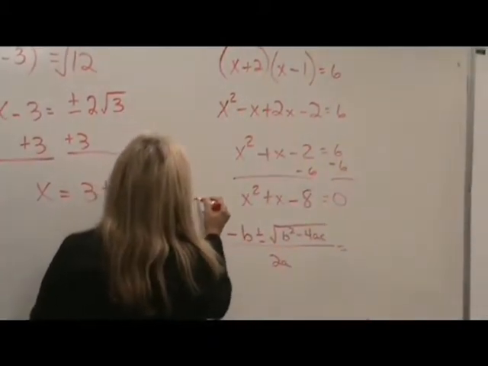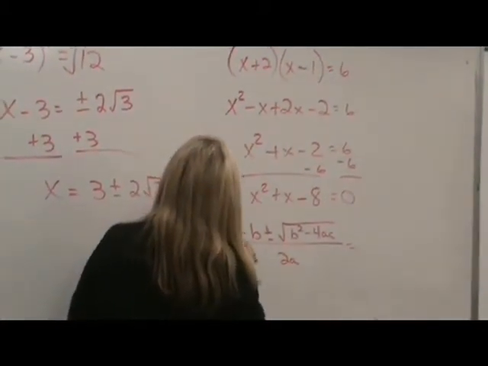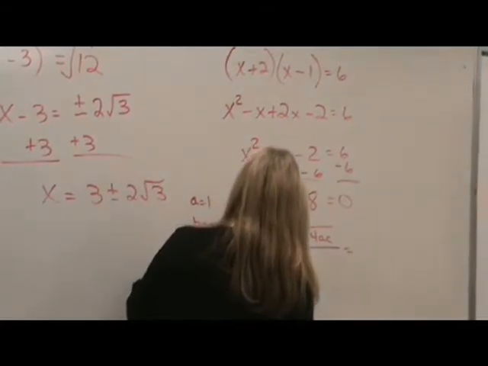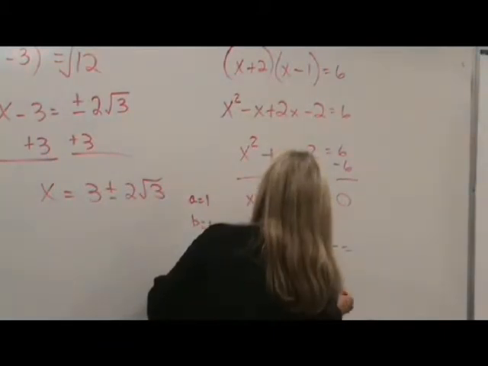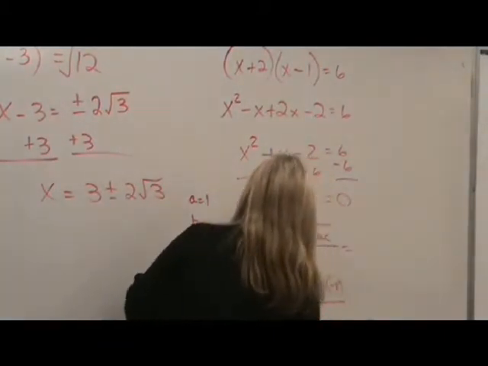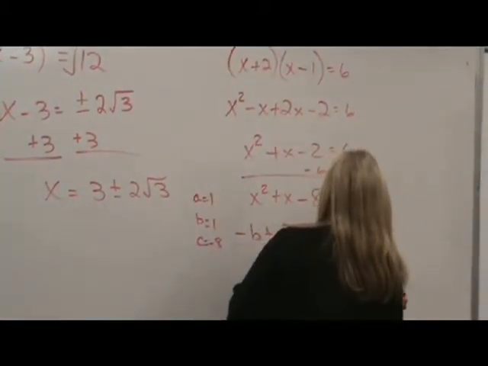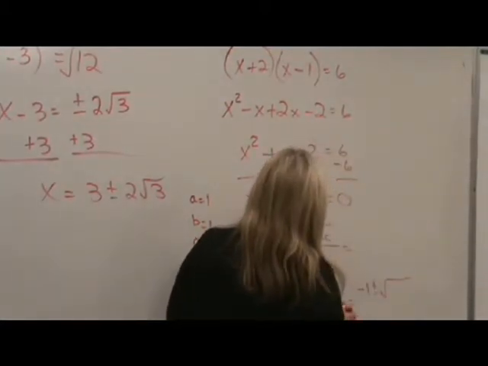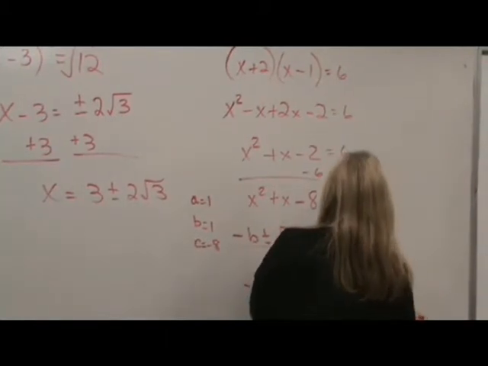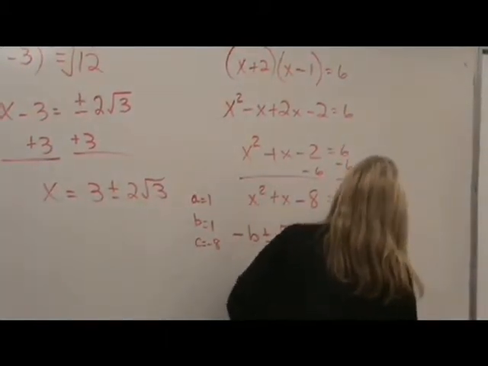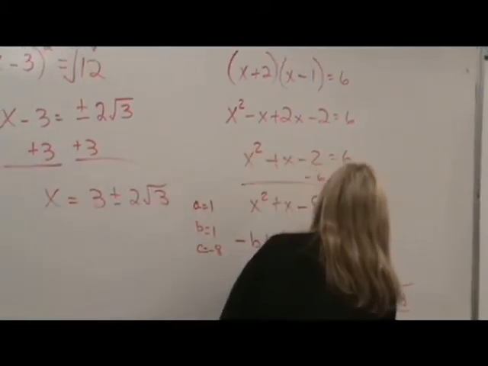So we're going to have a equals 1, b equals 1, and c equals negative 8. So we have negative 1 plus or minus the square root of 1 squared minus 4ac over 2 times 1, which will give us negative 1 plus or minus the square root of 33, right? Over 2. And that's the answer, isn't it? That's it? Okay. Oh, that's correct, I think.